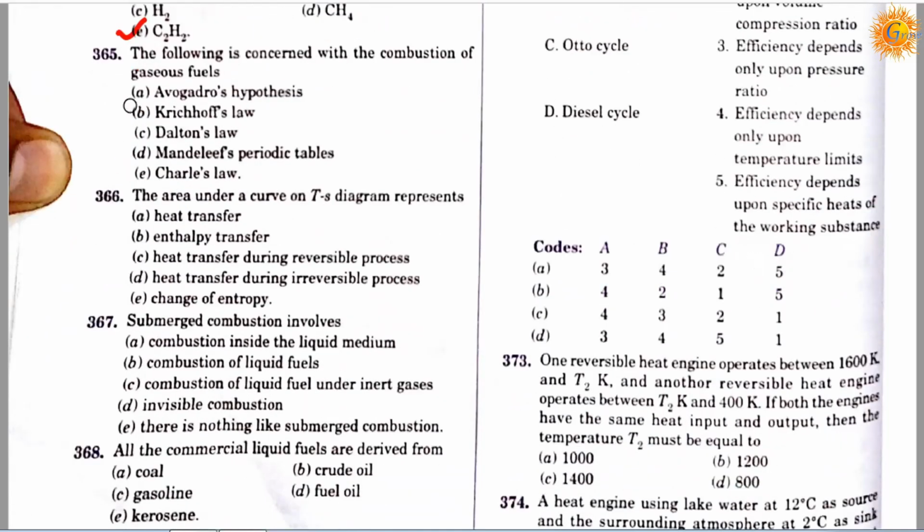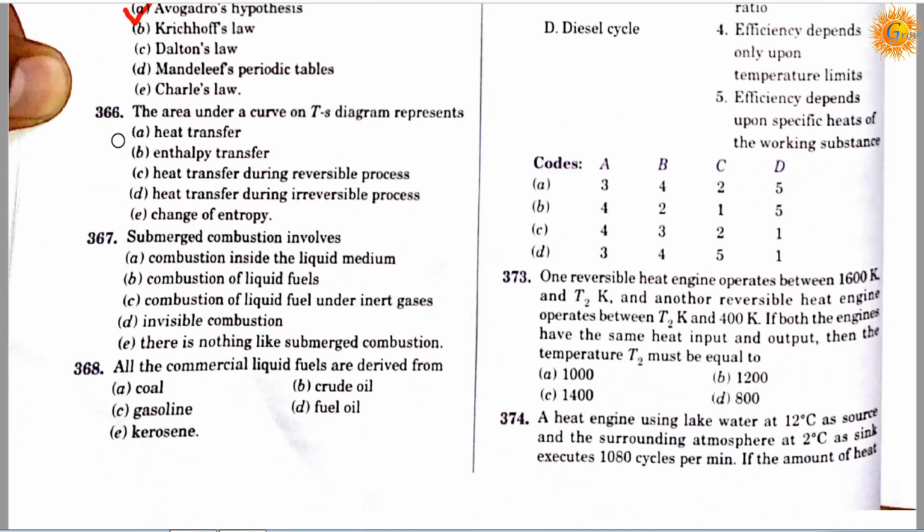Question number 665. The following is concerned with the combustion of gaseous fuels. Option A Avogadro's hypothesis, option B Kirchhoff's law, option C Dalton's law, option D Mendeleev's periodic table, and option E is Charles' law. So the correct answer is A, Avogadro's hypothesis.